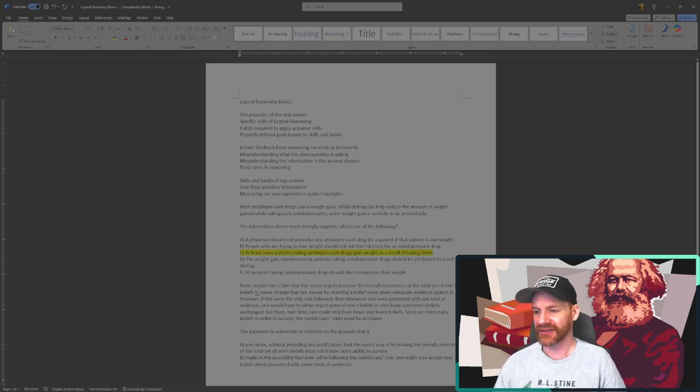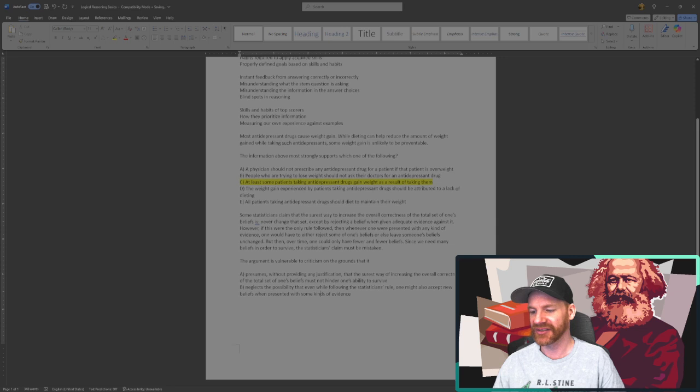This one's false also, and glaringly so, because we're not just looking for some kinds of evidence, right? What we're doing is rejecting a belief when given adequate evidence against it. Not just some kinds of evidence, but adequate evidence, right? So B is also an incorrect answer based on the way that it presents the neglect of the possibility.